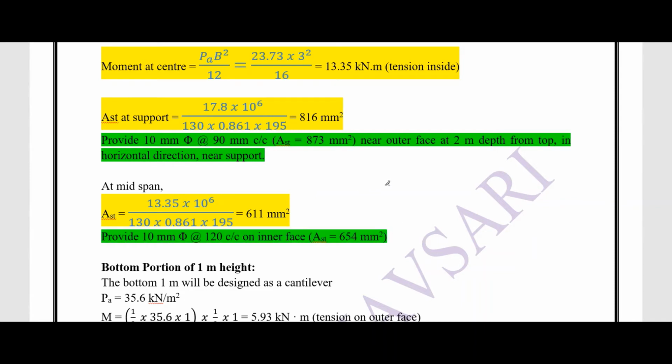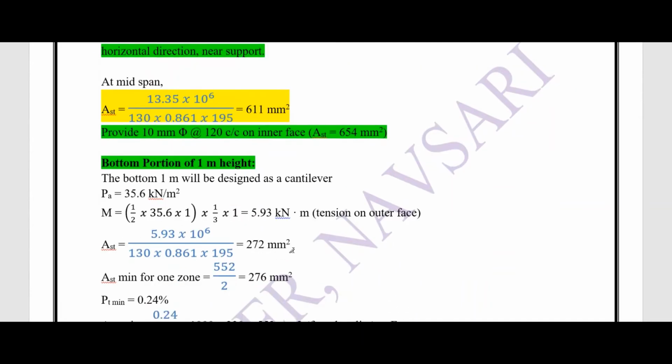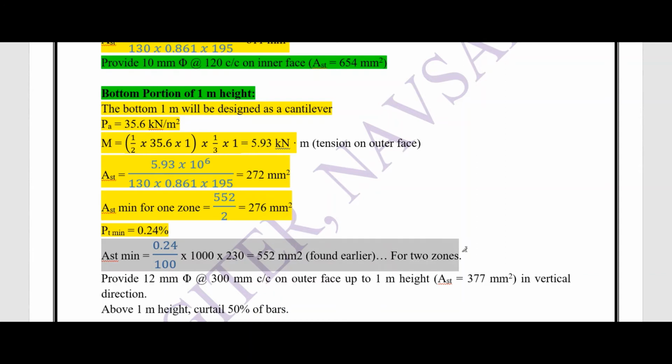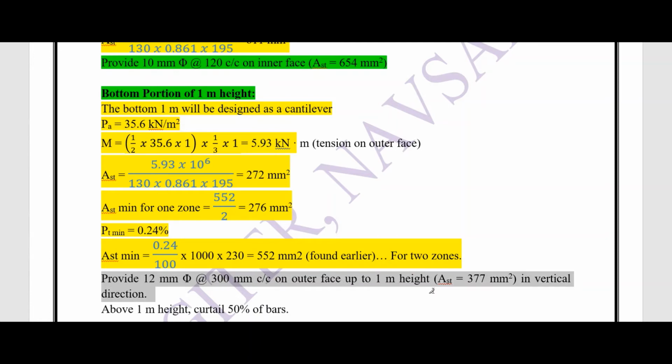Now we are going to design the bottom portion of 1 meter height. So we assume the bottom portion behaves as a cantilever. So here is the pressure, we have 35 into 6. So moment is 5.93 kilonewton meter. So AST is equal to 272. AST minimum for the one zone is 276. So provided PT percentage is minimum. So for the two zones, provide 12 mm dia at 300 mm center to center up to 1 meter height, in the vertical direction, right?